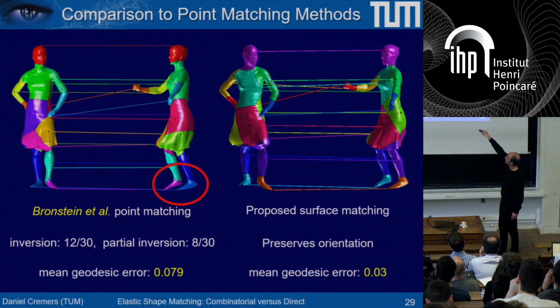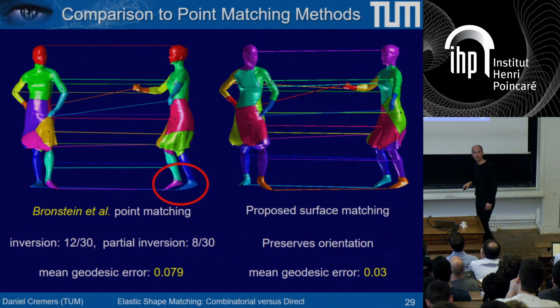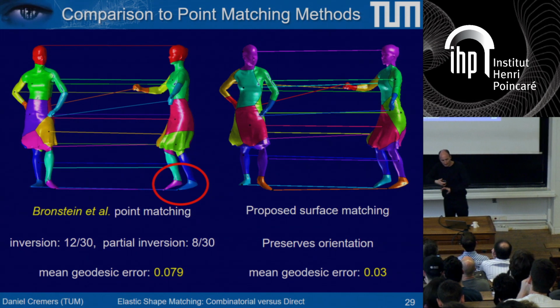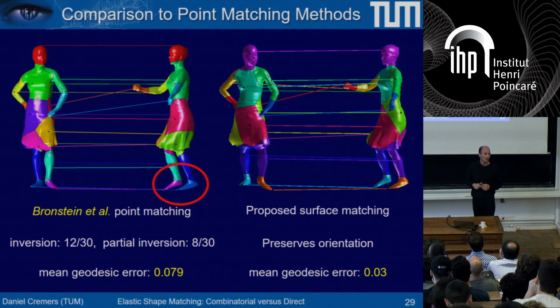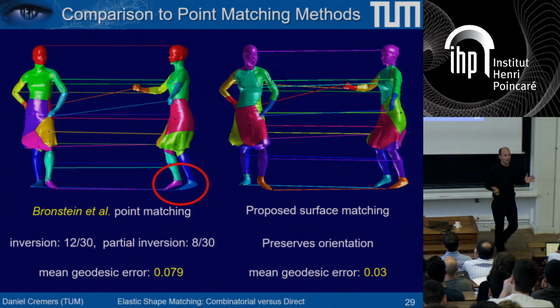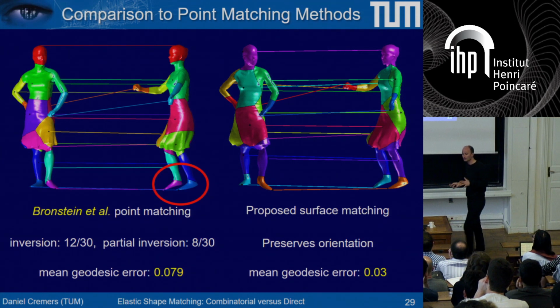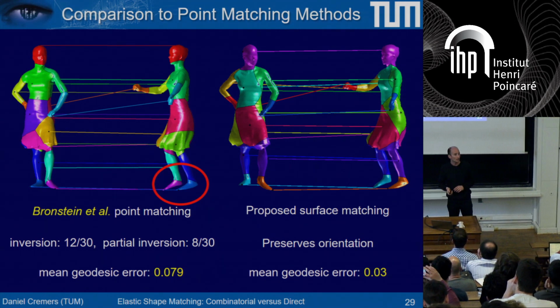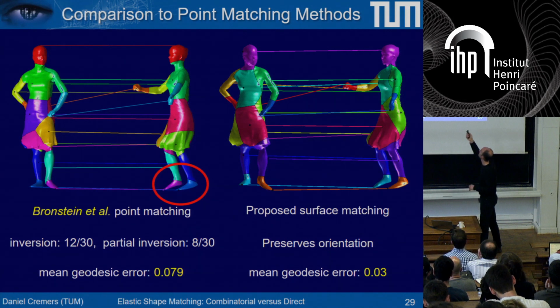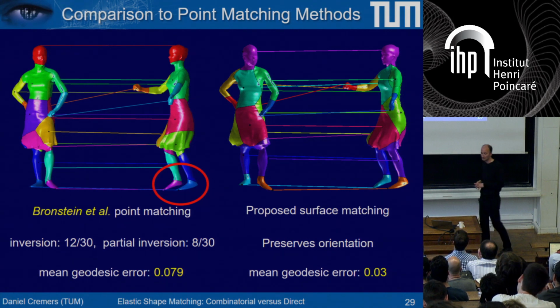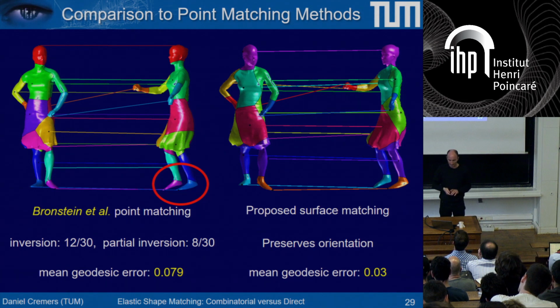So here, for example, you see the left foot of this lady is matched to the right foot of this lady. That in itself I would find okay, but at the same time the left arm is actually matched to the left arm here. So somehow halfway in the waist it inverts the orientation in the matching, because there is no notion of surface orientation. It cannot assure that the orientation is preserved in the matching, whereas our approach can assure it, and as a result you get a significantly smaller mean geodesic error in the correspondence.